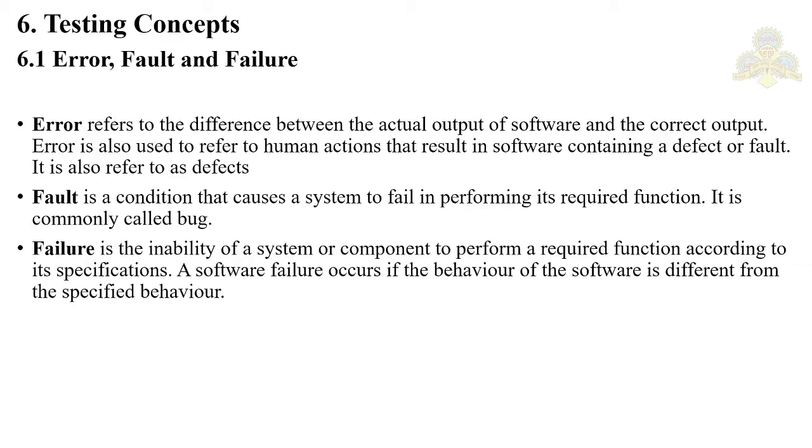Now the error refers to the discrepancy between what is computed or observed and the theoretical value. That is, error refers to the difference between the actual output of the software and the correct output. So in this interpretation, the error is essentially a measure of difference between the actual and the ideal.